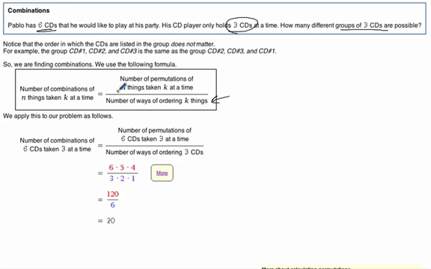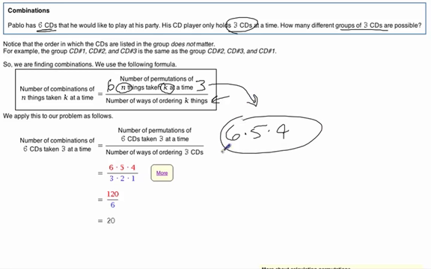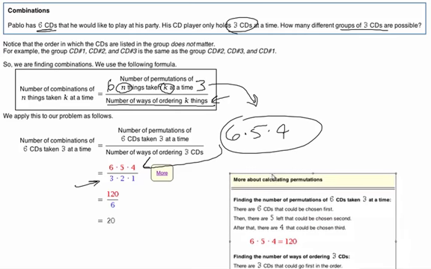How many things? We have 6 things. And how many at a time? 3. So that means we're going to multiply 6 times 5 times 4, and that 3 limits us to how many of those there are. So there's just 3 of them, so that's it. We multiply 6 times 5 times 4, and then the bottom is the number of k things. So again, that's that 3 factorial, 3 times 2 times 1. And we get 120 over 6, which makes 20.